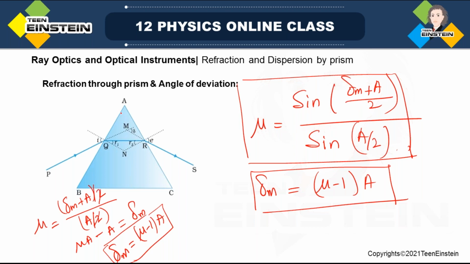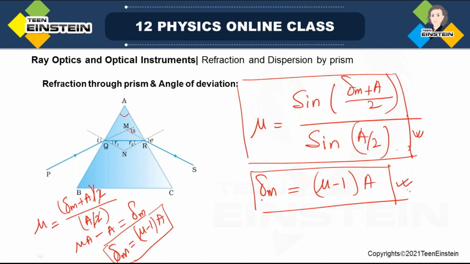And if the angle of deviation is small, very small, and the angle of prism is also very small, in that case we can make an approximation and we can find out what the angle of deviation is. This is the relation. So these two relations, this is actually the general formula, this is the special case formula, you should remember.